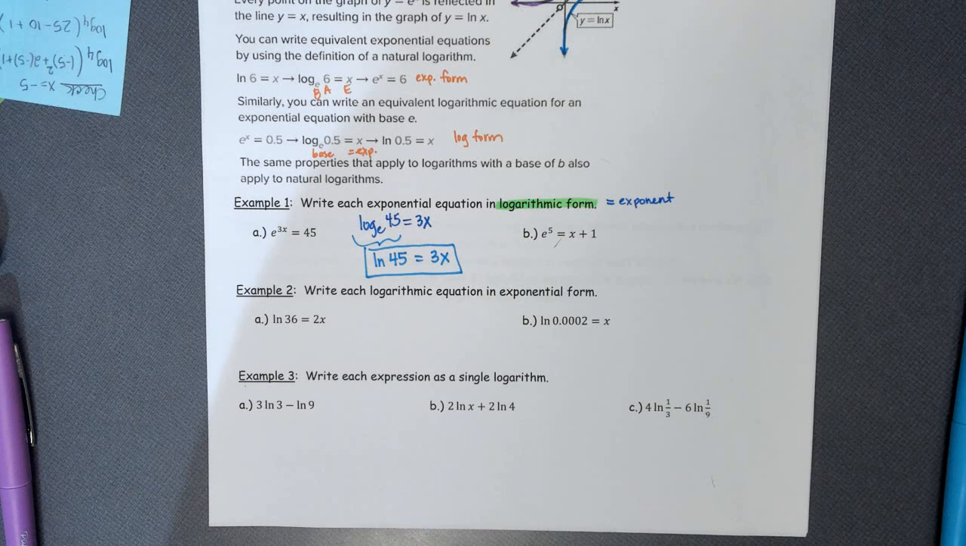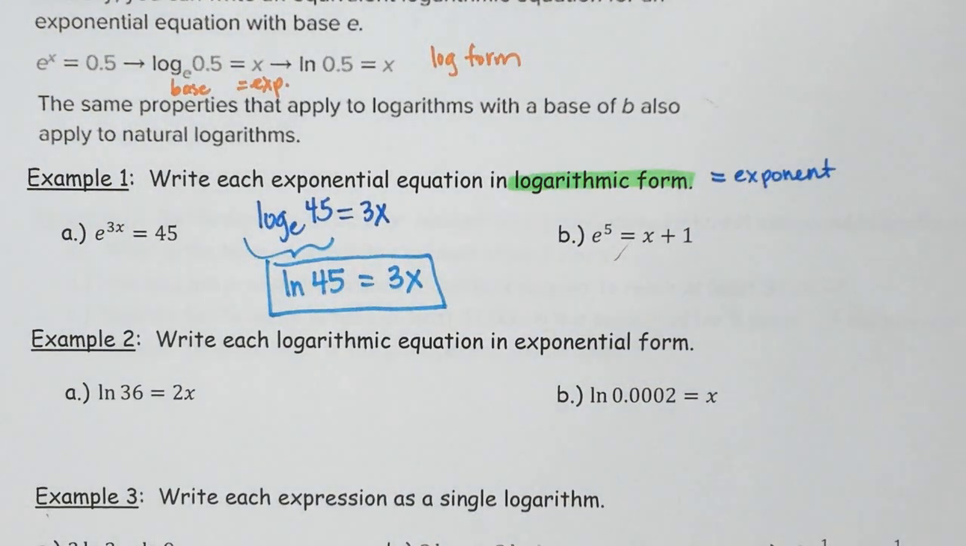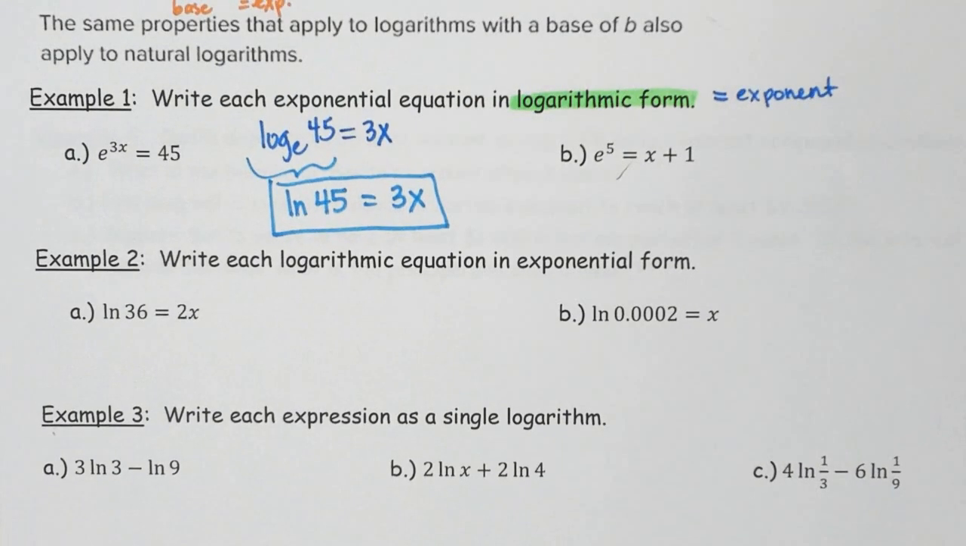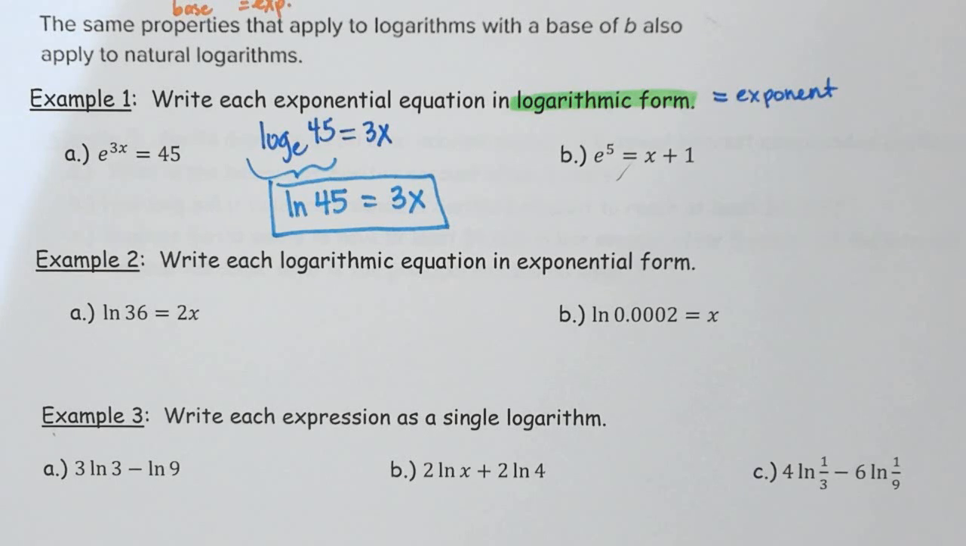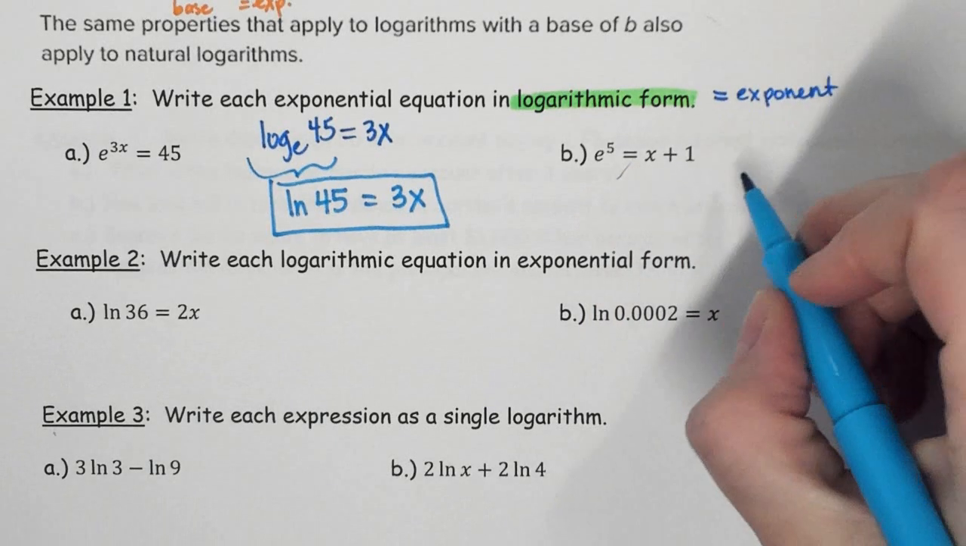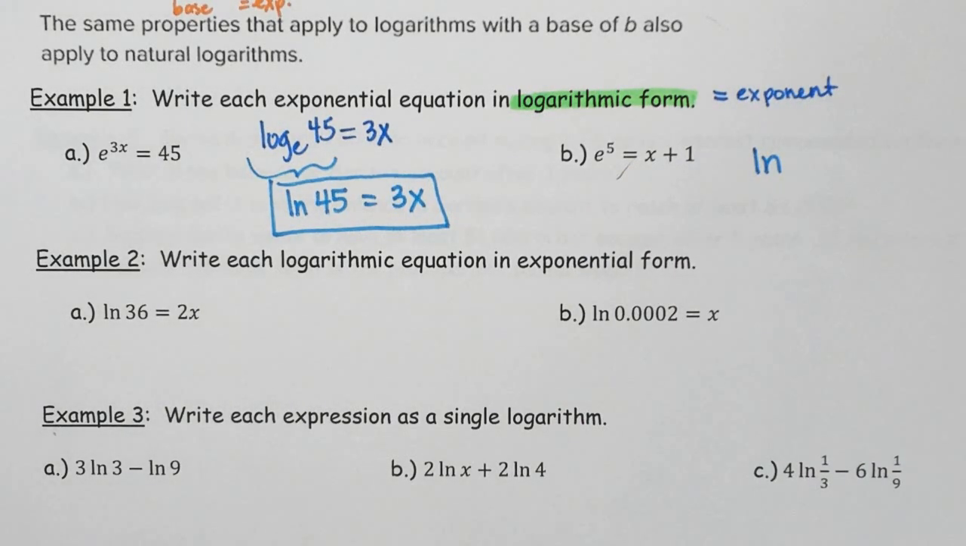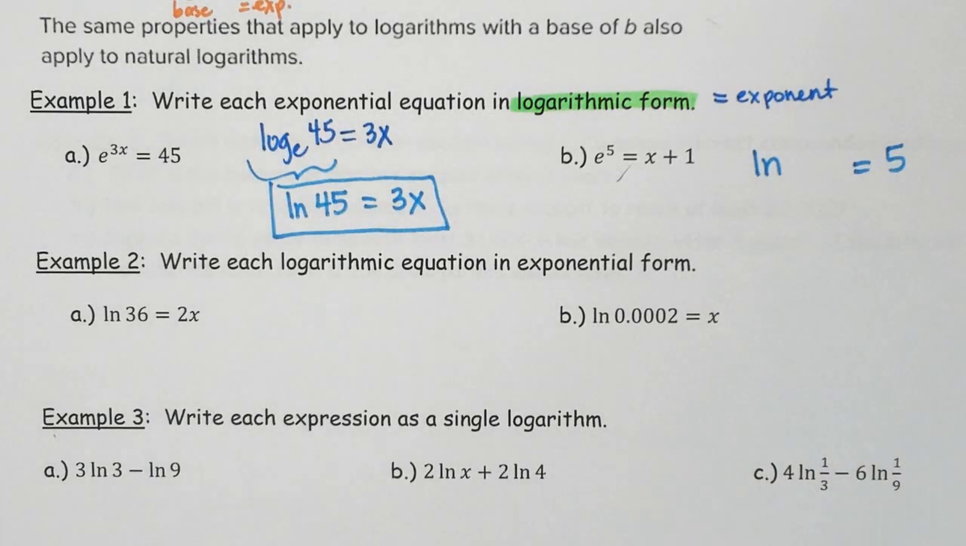Based on what we did for A, I want you to try B. And then there is one thing we're going to watch out for. I am perfectly fine if you just jump to the natural log. When you see e, you know it's going to be the natural log. Now remember, it's equal to the exponent, so we should have it equal to 5.